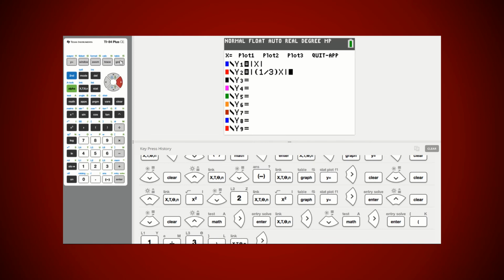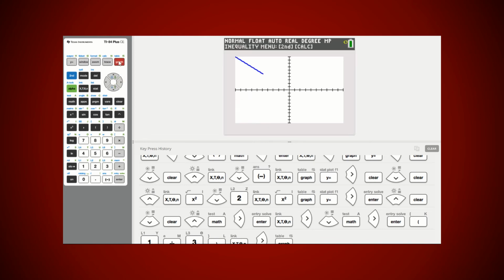All right, so let's take a look at this graph. My blue is my parent. My red is my dilation, and it is being compressed, if you will. Think about it being pushed down, compressing this towards the x-axis. And so there we got a dilation.